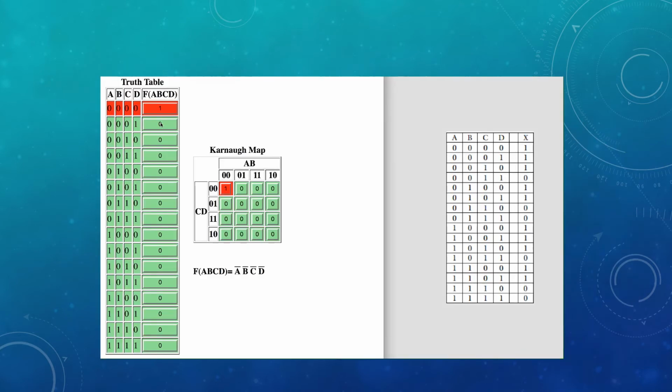This is an example of such a tool. The first thing you do is complete the truth table by matching the results with the ones given us in the lab. Once the table is filled out, the minterm expressions are highlighted in the Karnaugh map, and the simplified equation is displayed on the screen.